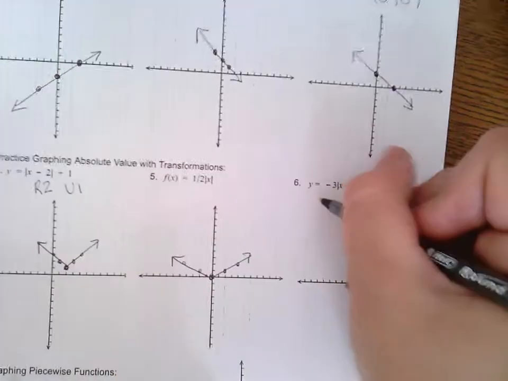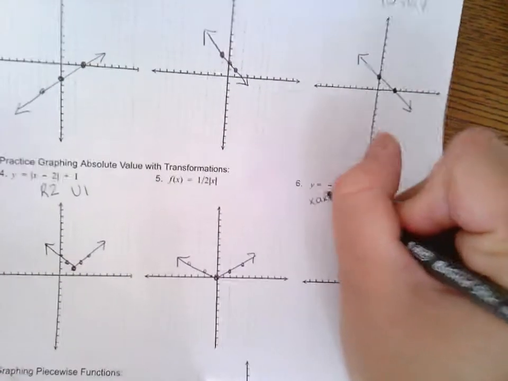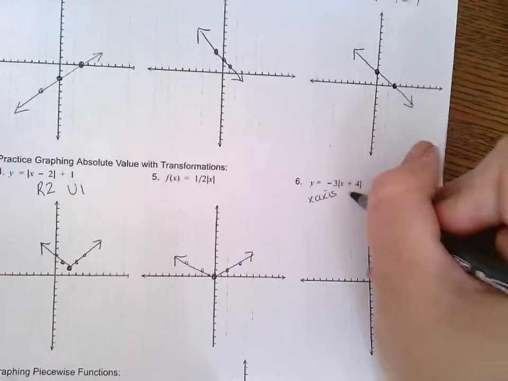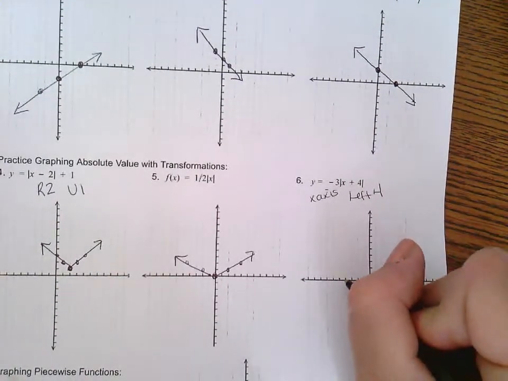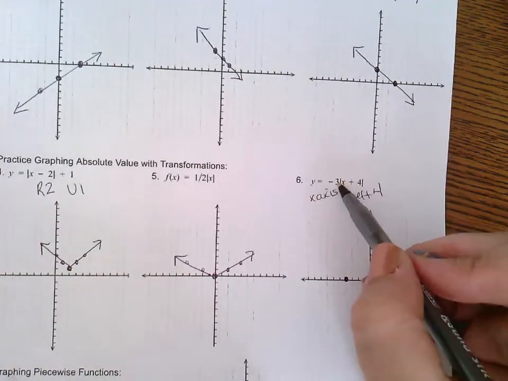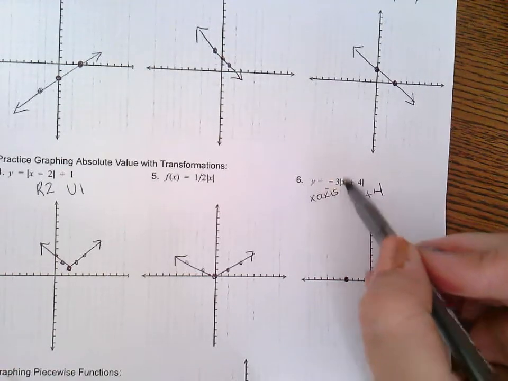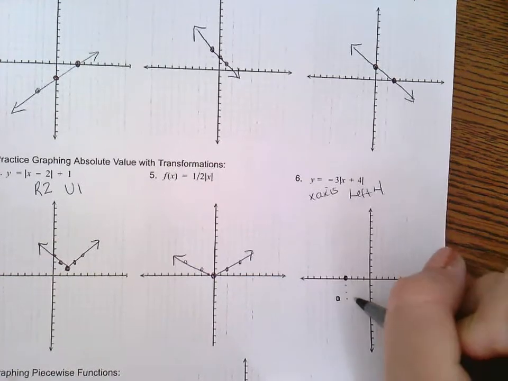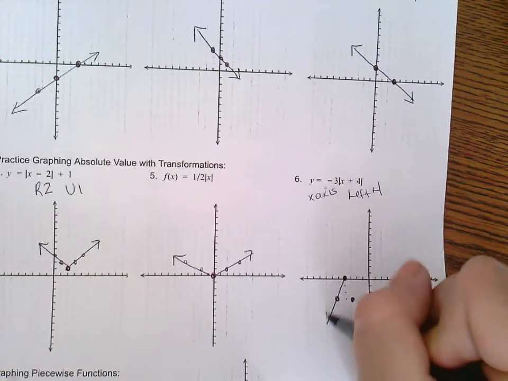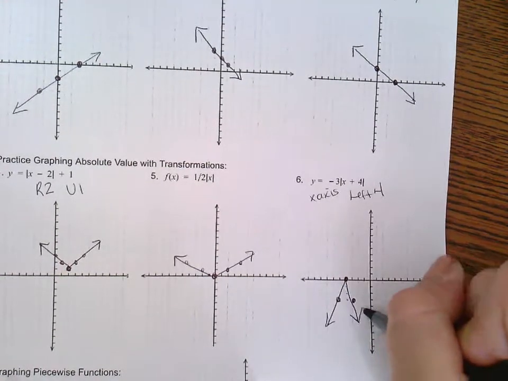And let's see, this is a flip over the x-axis, so it's going upside down, and it's going left 4. So if I start left 4, oh, and it has a slope of 3. So I'm getting flipped over, and I'm steeper by a slope of 3. So down 3 over 1 would be my absolute value steeper graph.